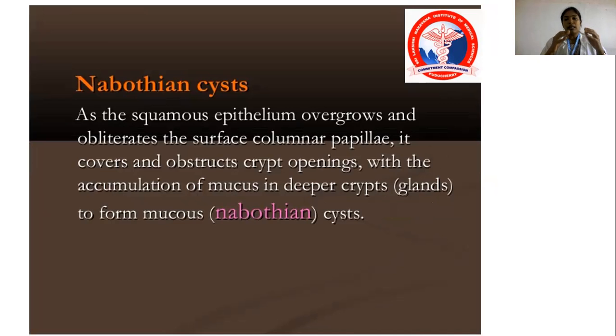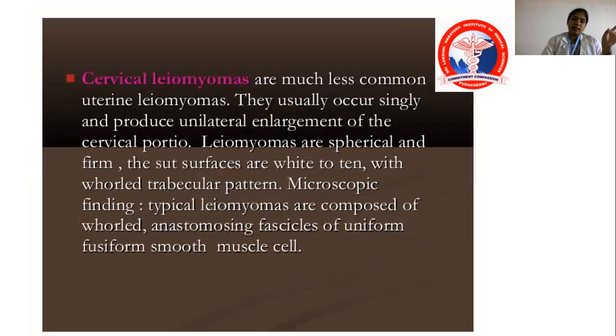As I told you earlier, under the columnar epithelium, you have numerous mucus glands. So obliteration of the ducts of these mucus glands by the overgrowth of this squamous epithelium causes a cyst, which is called a Nabothian cyst. Then you have cervical leiomyoma.